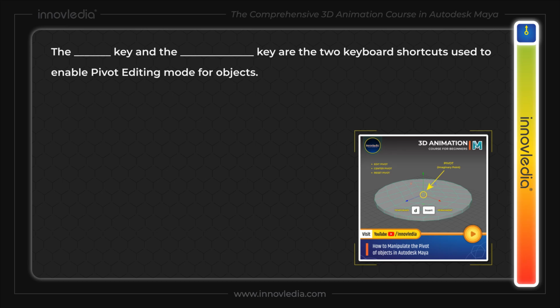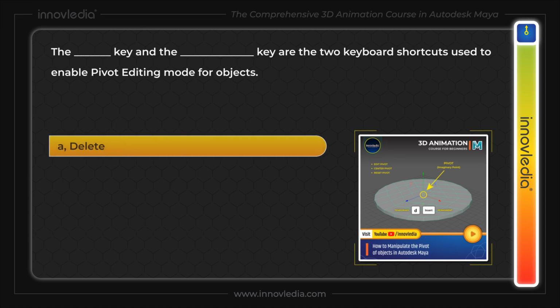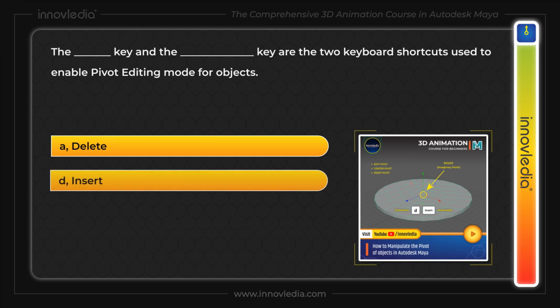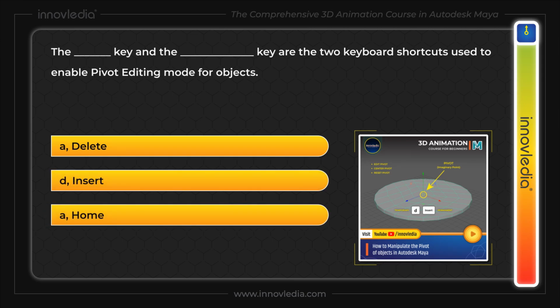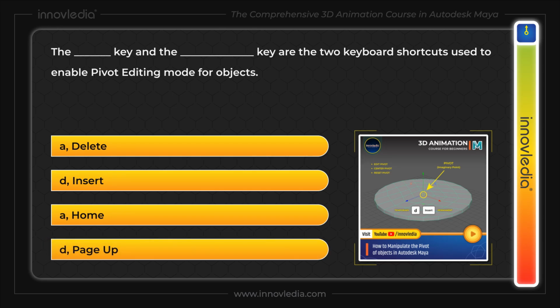The dash key and the dash key are the two keyboard shortcuts used to enable pivot editing mode for objects. The options are A. Delete, B. Insert, C. Home, D. Page up. Your time starts now. And the correct answer is B. Insert.